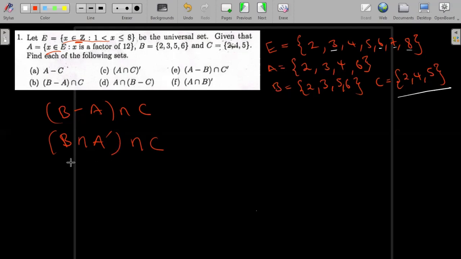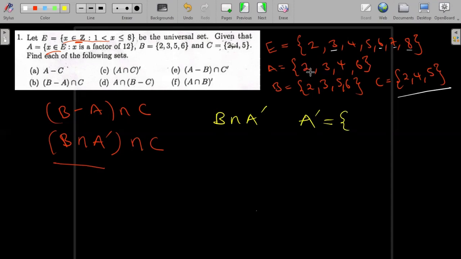So this is what I'm going to get. Now from here, I do it stage by stage. I first find what's in the bracket, then I intersect it with C. So I first have to find B intersect A complement. I have my set B, and I can find my A complement. How do I find my A complement? My A complement consists of all elements that are not in the set A, but are in the universal set.